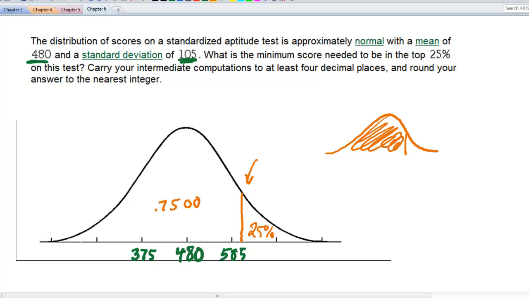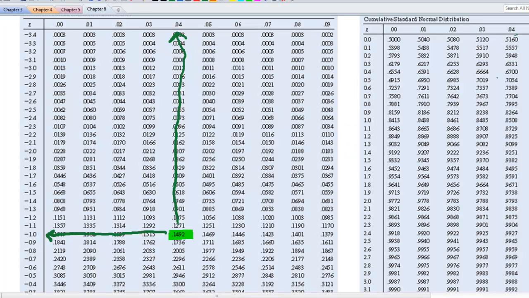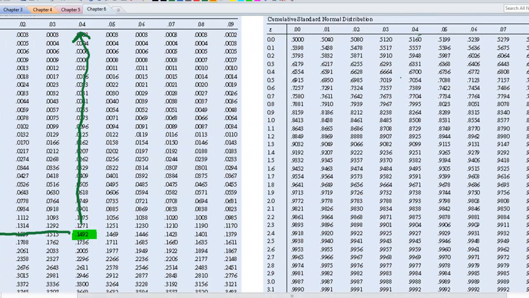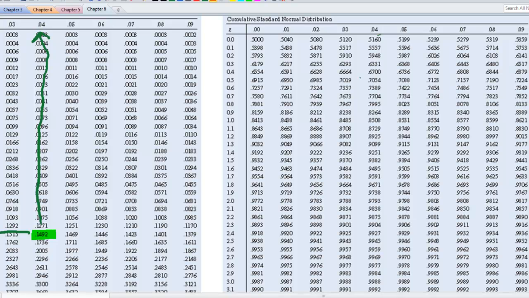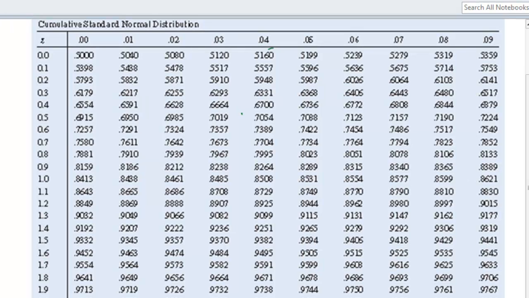I'm going to again go to the table, and in there I'm going to try to find 0.7500. So I'm way up here. I'm in the 0.6 row, and I'm looking across, and I see 0.7486 and 0.7517. I think 0.7486 is closer, so therefore I go with that one, which is 0.67. That is my z-score.